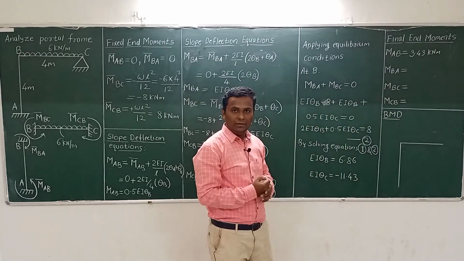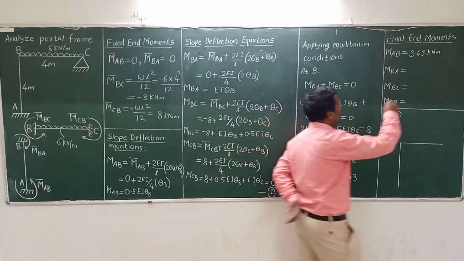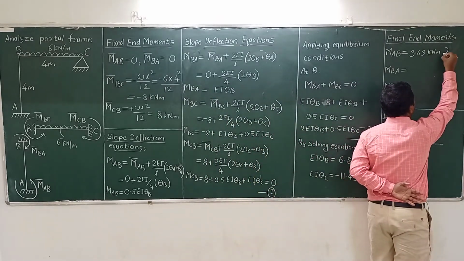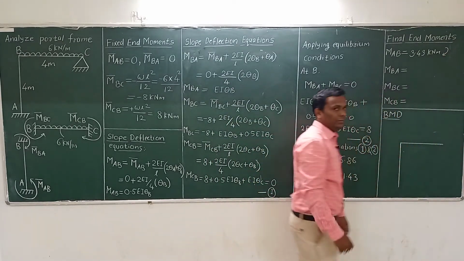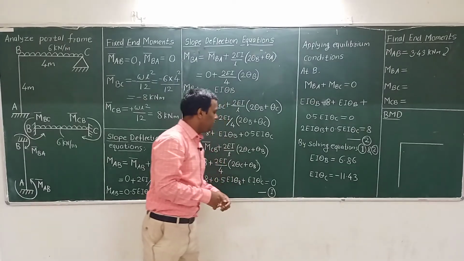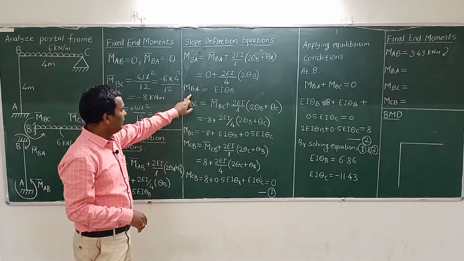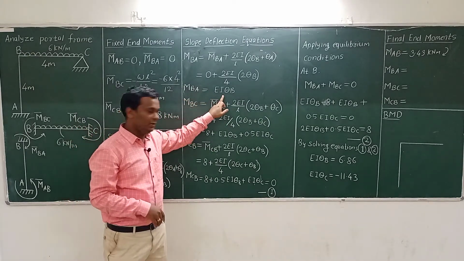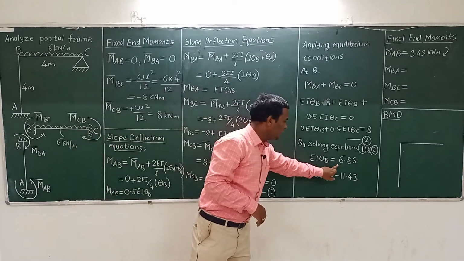MAB, as it is a plus sign, means this end moment will be clockwise in nature. It should be clockwise. Now let us go for the next end moment, that is MBA. MBA is nothing but equal to EI theta B. EI theta B we have already calculated, that is 6.86.